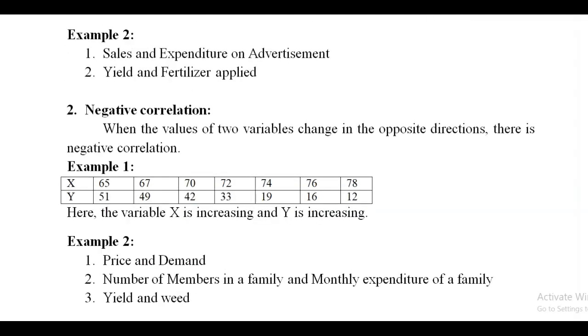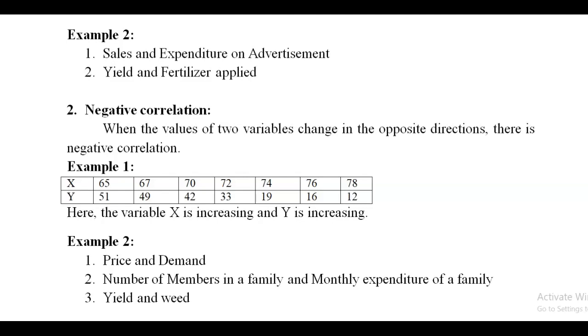In day-to-day life, we can see examples like sales and expenditure on advertisement. If we spend more on advertisement, advertising the products more, we will get more sales. Therefore, there is a positive correlation between the two variables. The next one is yield and fertilizer applied. The more care we take of the crops, the more yield we get. So this is a positive correlation.